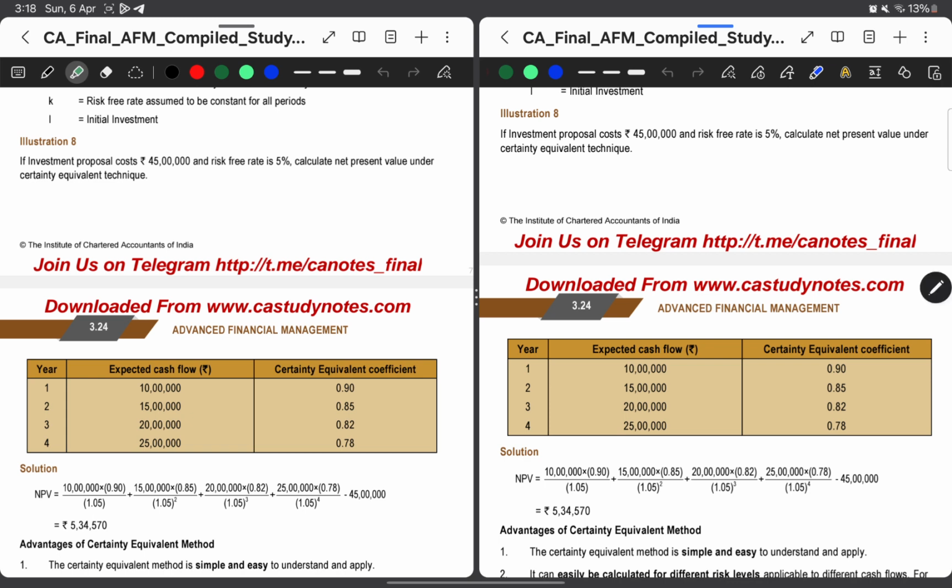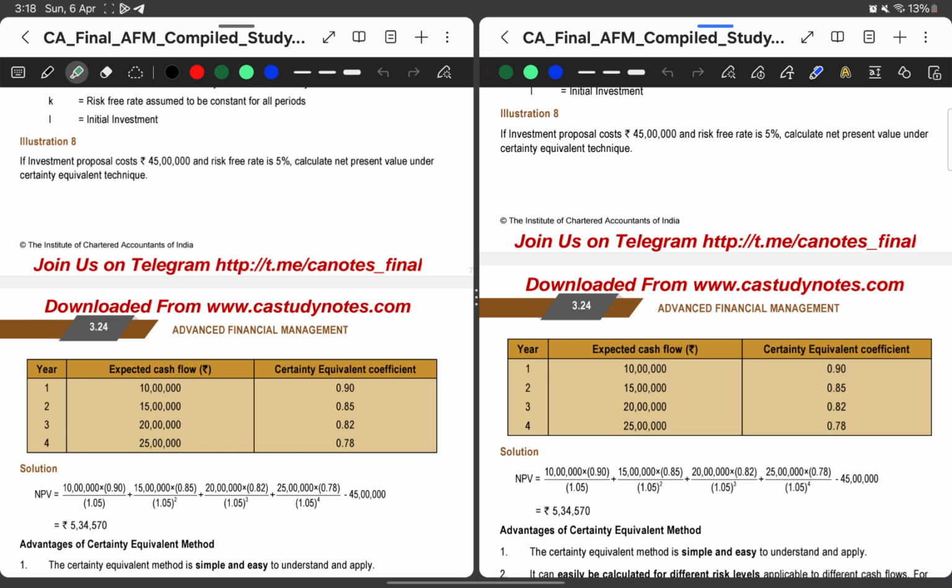Expected cash flow for the first year is 10 lakh and the certainty equivalent coefficient is 90% or 0.9, and then for the second year 15 lakh, third year 20 lakh, fourth year 25 lakh, and the certainty equivalent coefficients are given.